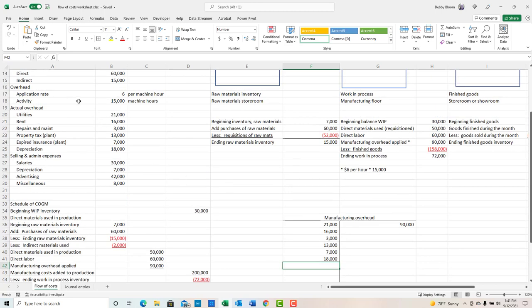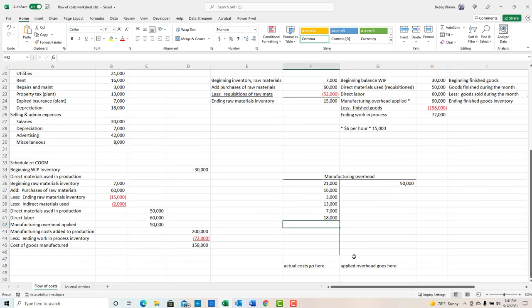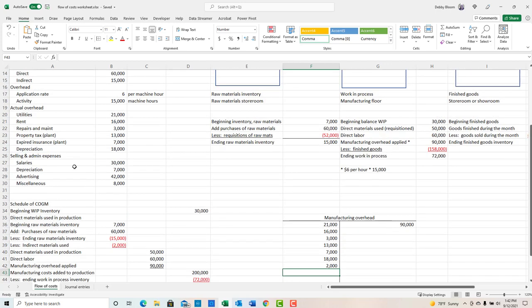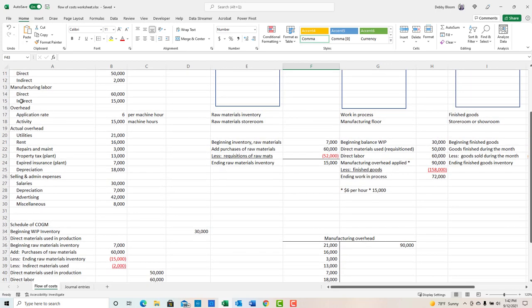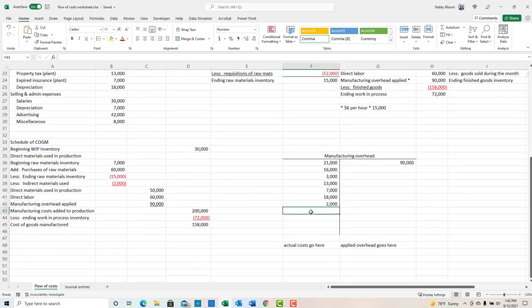And let's not forget, I'm going to scroll up, that we had our indirect raw materials. So when we requisition raw materials that are indirect, we're going to debit manufacturing overhead and credit raw materials inventory. And then we had another $15,000 of indirect manufacturing labor. So when we incur indirect labor, we're going to debit manufacturing overhead and credit either cash or salaries payable.